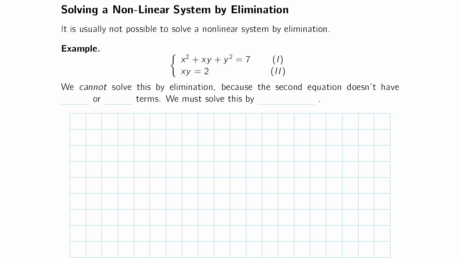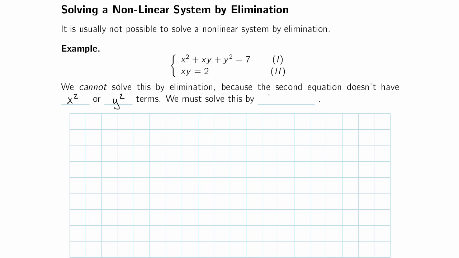We can't always solve any nonlinear system by elimination, because when we use the elimination method, we can only combine like terms. In this example, the second equation doesn't have an x squared term, and it doesn't have a y squared term. So if we were to try to solve this by elimination, we wouldn't be able to get rid of the x squared term, we wouldn't be able to get rid of the y squared term, therefore we would end up with an equation that had both x and y still in it. So elimination won't work here because the terms don't line up properly.